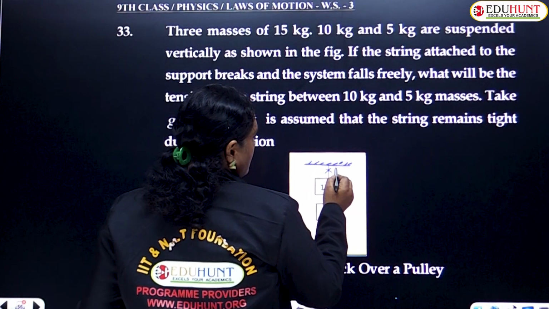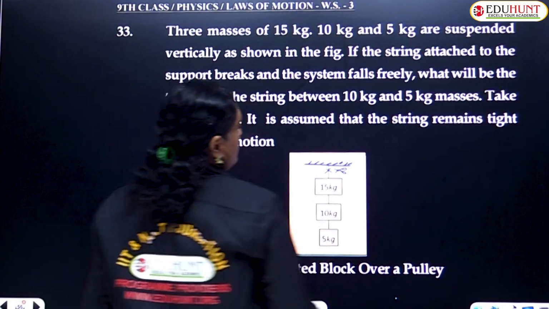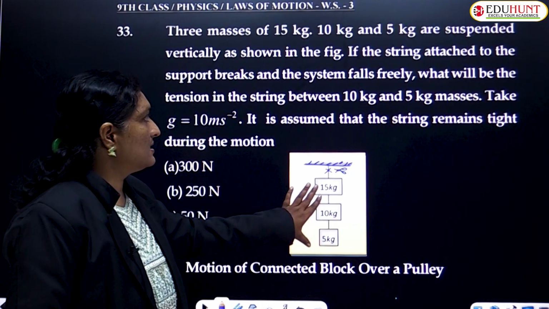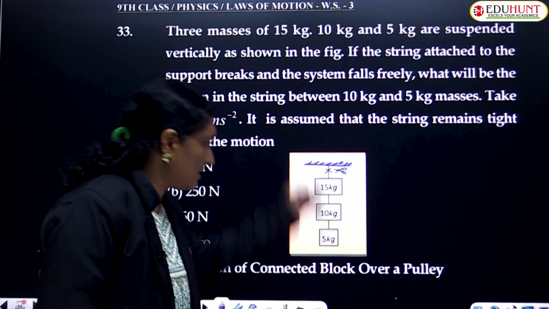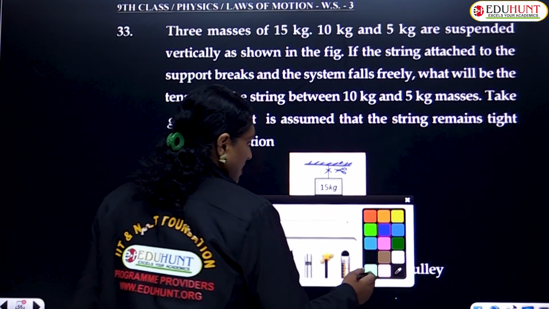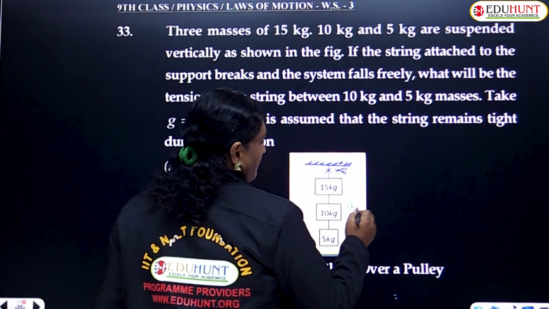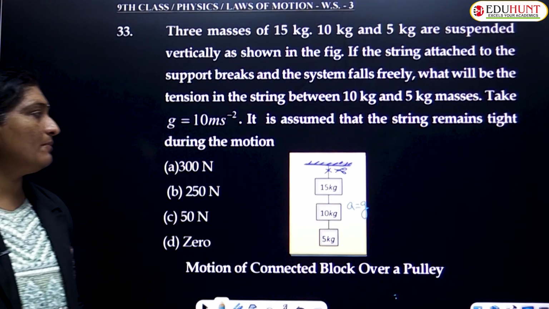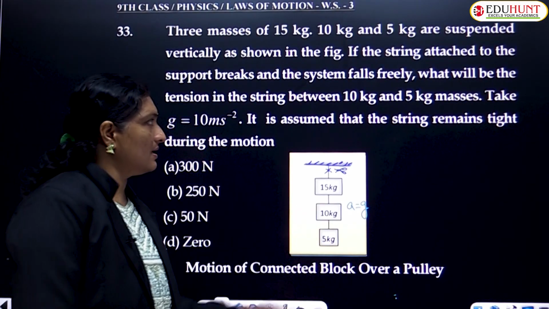So if the string attached to the support breaks, then what happens? The system falls freely. Whenever the string breaks here, the complete system will fall downwards. So whenever it falls downwards, the acceleration of the system is given by A equals G. It falls freely. For a freely falling body, acceleration is nothing but acceleration due to gravity. So A is taken as G.